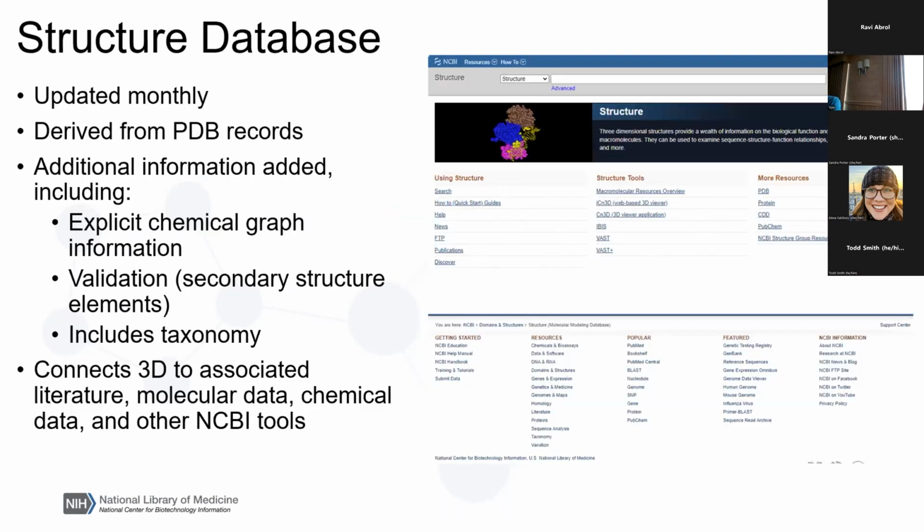So as I mentioned before, iCn3D is connected to the structure database, which is derived from Protein Data Bank records, but also has additional 3D information, including chemical graph info, validation of secondary structure, and taxonomy. It also connects 3D data to all sorts of information housed at the NCBI, like literature, molecular data, chemical data, and other tools. And in my opinion, it does this better than a lot of other commercial software that's out there.